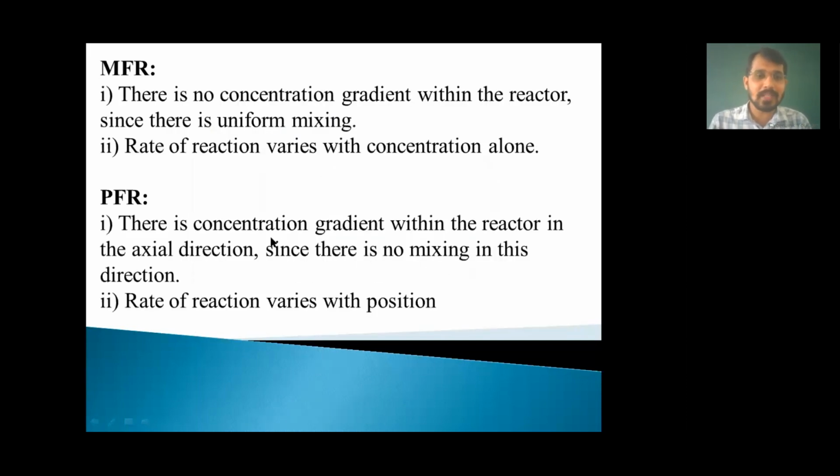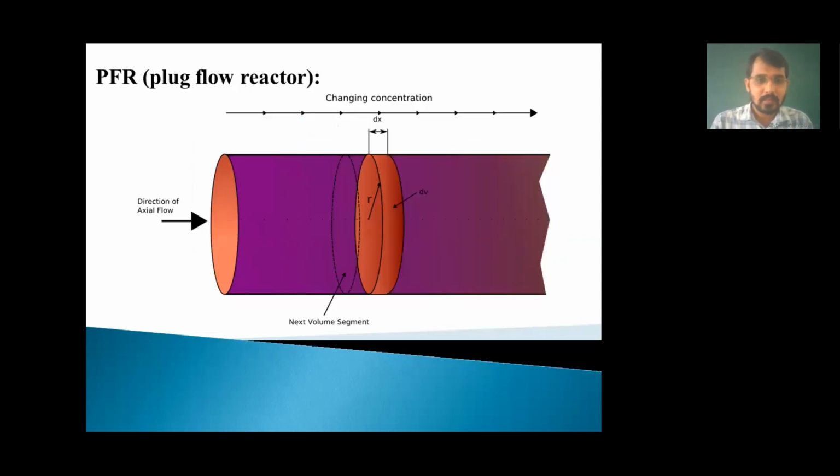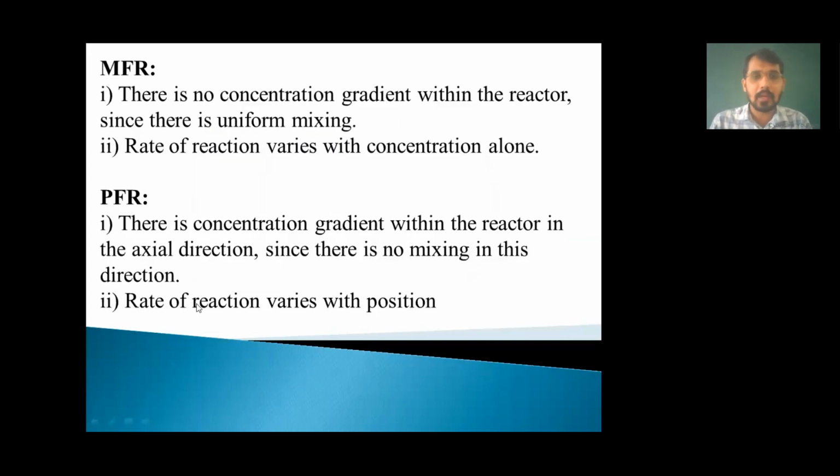The next point about PFR is that rate of reaction varies with position. Along the axial direction there is no mixing, and in the radial direction there is mixing. Means along the length, along the position, there is a change in the concentration. So I can say rate of reaction varies with the position, in the horizontal direction in the reactor, which is not at all possible in MFR. So these are the two major differences and important points related to MFR and PFR.